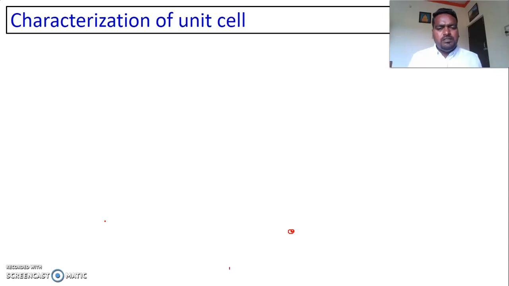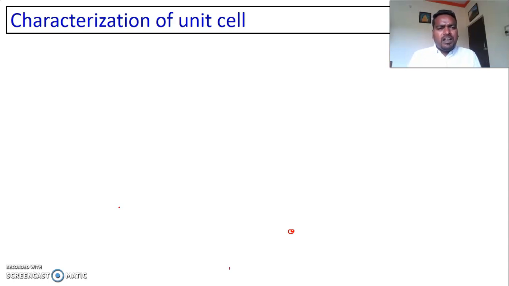Hello, my dear students. In today's class, I am going to continue solid state chemistry. In the previous class, we understood unit cell, crystal lattice, and coordination number of a unit cell. So now I am going to discuss a new concept, that is characterization of a unit cell. Characterization means here we are going to describe a unit cell.